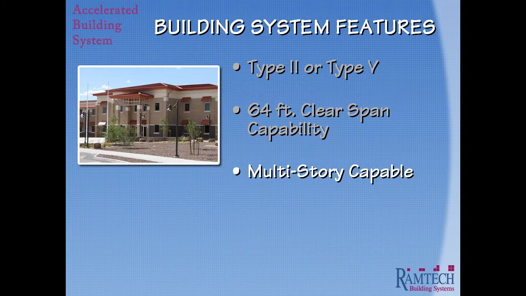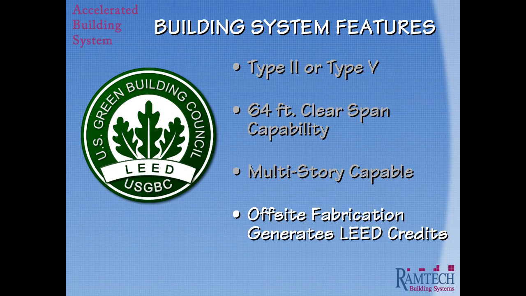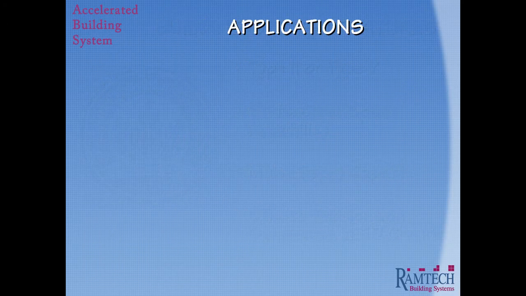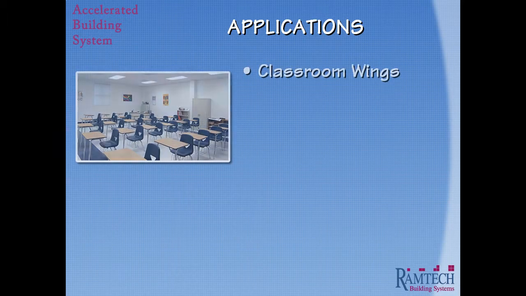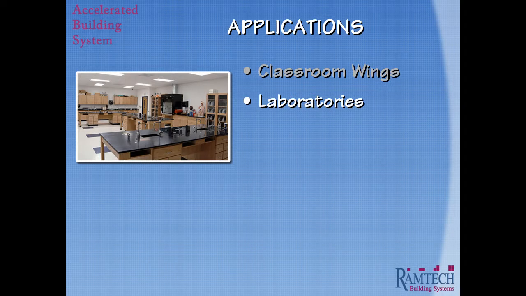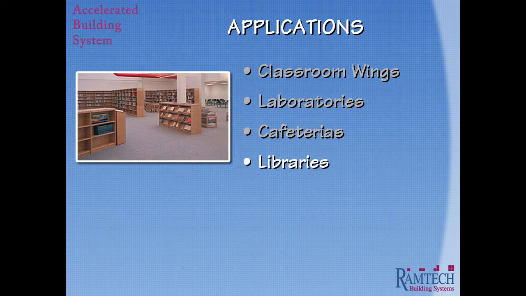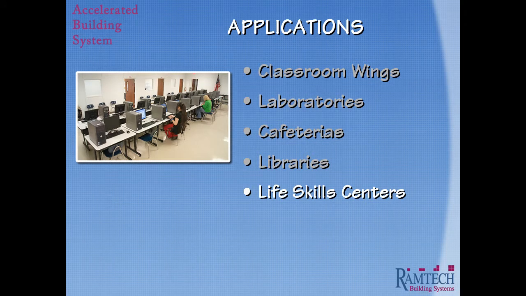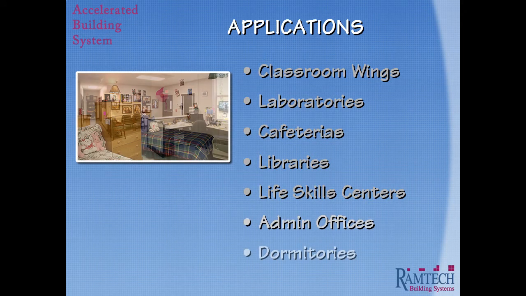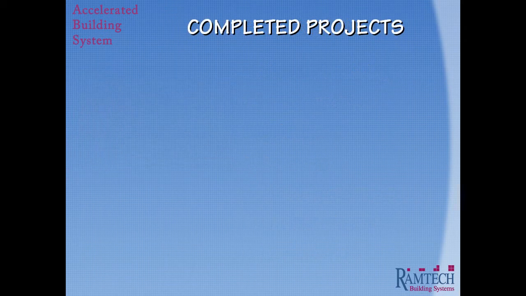The accelerated building system is also capable of providing for multi-story structures up to 3 stories, and it is well adapted to meeting green construction requirements for reduced project waste, less site disruption, and high-efficiency building systems requirements that we see with many government and public sector projects. Ramtech's accelerated building system can be used in an education environment for a number of different types of building applications, such as classroom wings, laboratories, cafeterias, libraries, life skills centers, administrative offices, and dormitories.